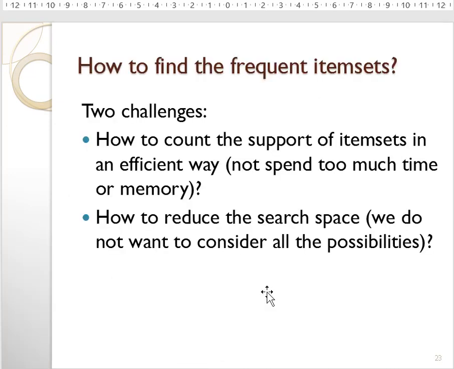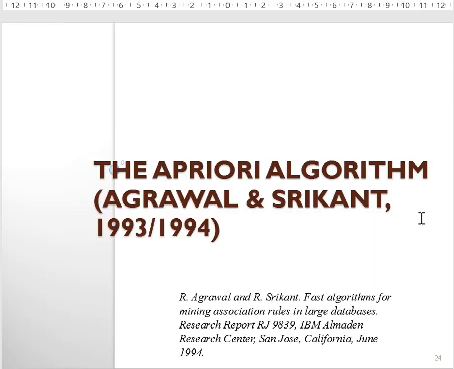So, how to find the frequent item set? We want to do something better. There are 2 challenges. First, we need to count the support of the item set in an efficient way. We don't want to spend time counting how many times all these item sets appear to find the frequent item sets. And also, we want to reduce the search space. That means we don't want to look at all the possibilities. We want to find the frequent item sets, but we don't want to look at all of the infrequent item sets. Okay, so I hope this is clear.